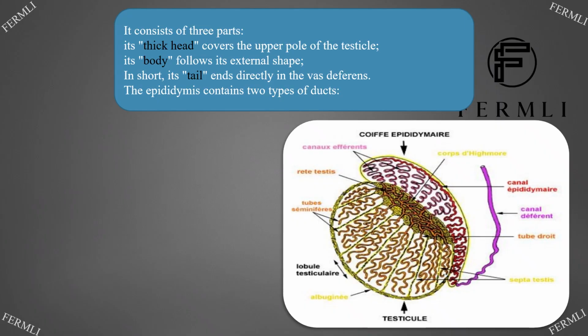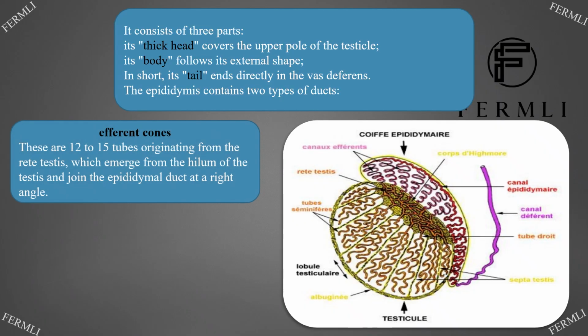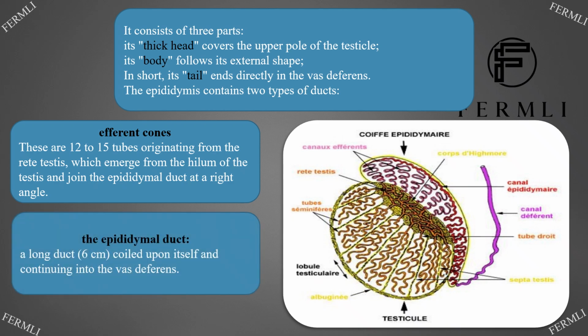The epididymis contains 2 types of ducts. Efferent cones: these are 12 to 15 tubes originating from the rete testis, which emerge from the hilum of the testis and join the epididymal duct at a right angle. The epididymal duct, a long duct, 6 cm, coiled upon itself and continuing into the vas deferens.